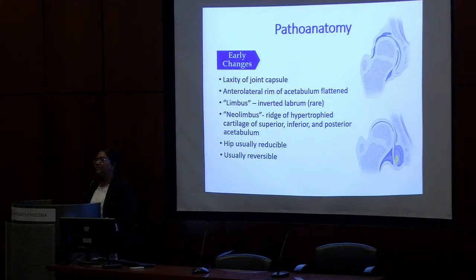So what happens when there is laxity in the hip joint and the hip starts to slide out of the joint? It starts off with laxity of the hip capsule, and because the femoral head rises superior and laterally, the anterolateral rim of the acetabulum starts to flatten. The labrum might invert, and you may get this ridge of hypertrophied cartilage on the superior, inferior, and posterior aspect of the acetabulum that we call the neolimbus. But at this point, these changes are early, and the hip is usually reducible, and the changes are usually reversible.